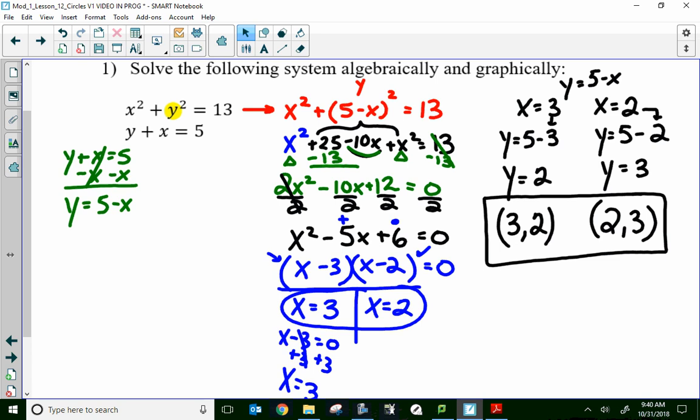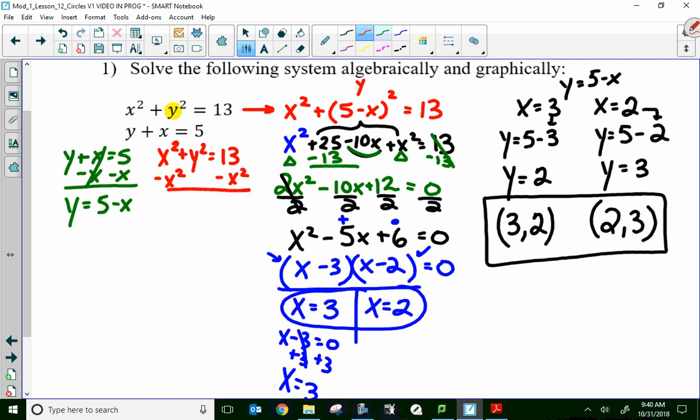But our second equation, x squared plus y squared equals 13, I still need to get that y alone. Meaning, I will subtract x squared from both sides, and I've got y squared equals 13 minus x squared. The y is not alone yet. I need to take the square root of both sides. So y equals the square root of 13 minus x squared. But don't forget, every time we take the square root, I need to put a plus and minus there.